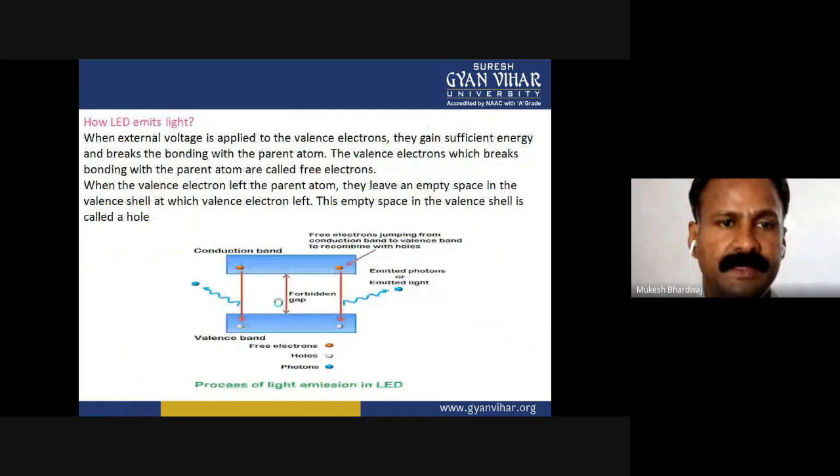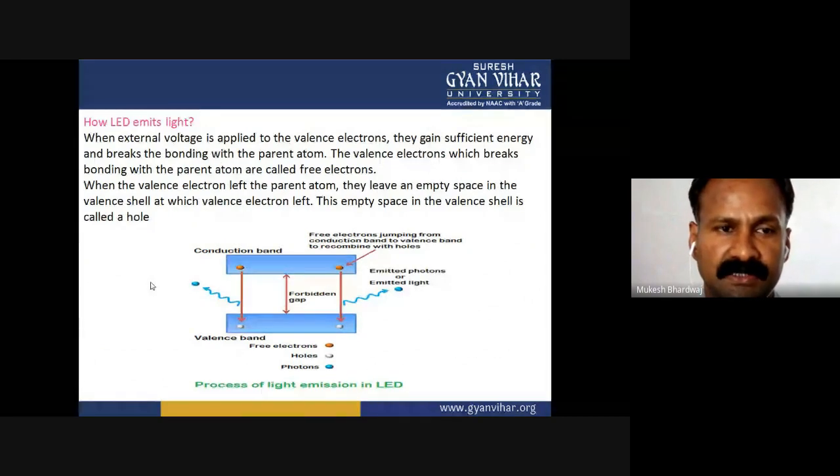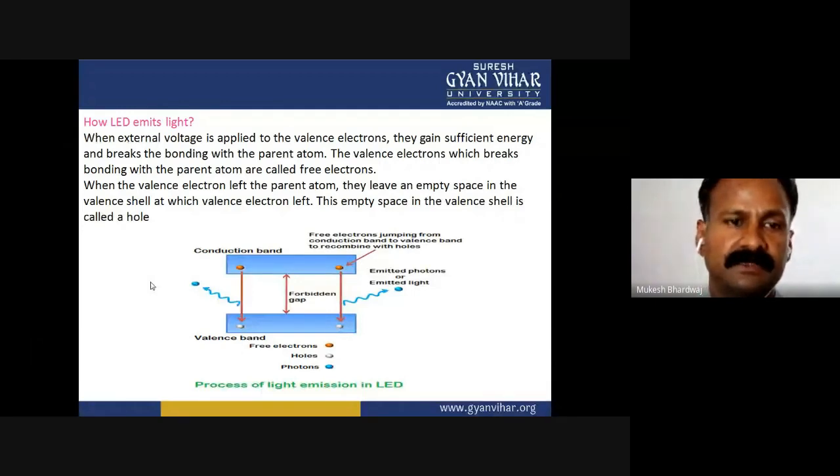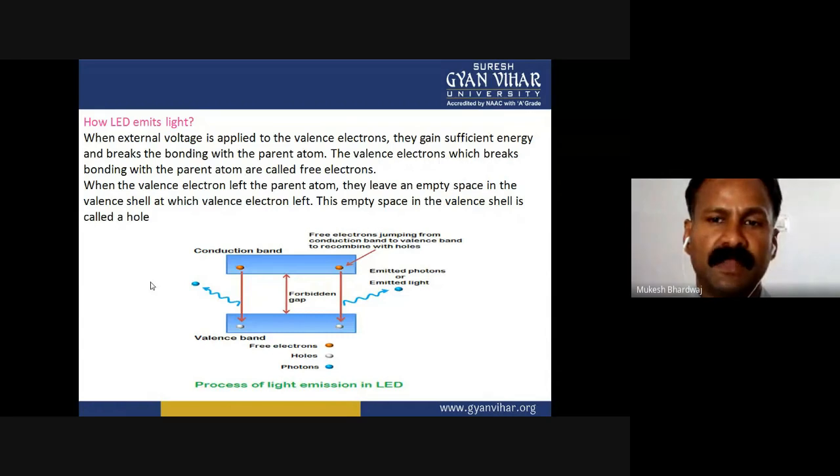How does an LED emit light? When external voltage is applied to the valence electrons, they gain sufficient energy and break the bonding with the parent atom. The valence electrons which break the bonding with the parent atom are called free electrons. When the valence electron leaves the parent atom, it leaves an empty space in the valence shell. This empty space in the valence shell is called a hole.